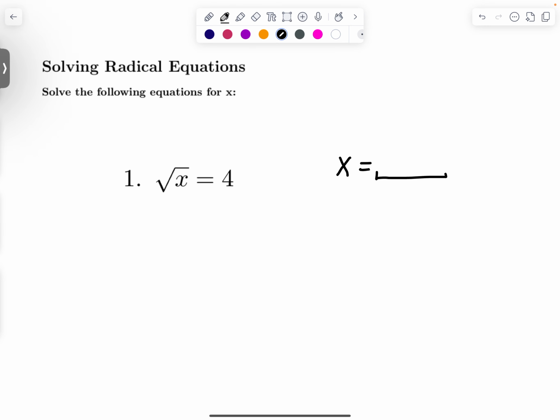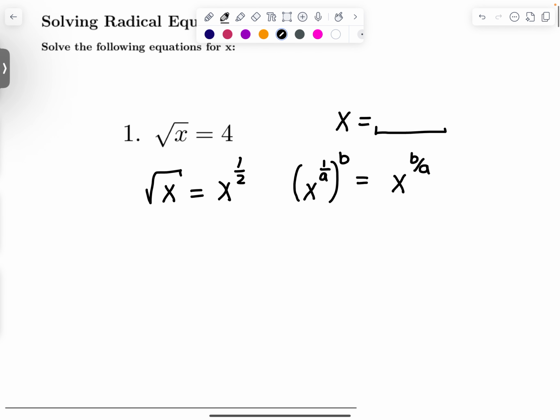Well, the first thing is we want to note that the square root of x can be written as x to the 1/2 power. And we want to eliminate this 1/2 power. Now, the way to undo this is to remember that if we have x to some fractional power, 1 over a, and we raise that to some other power, b, that's going to give us x to the b over a. So our goal is to get x to the first power all by itself, right? And so in order to get rid of this 1/2, we're going to need to raise it to the second power.